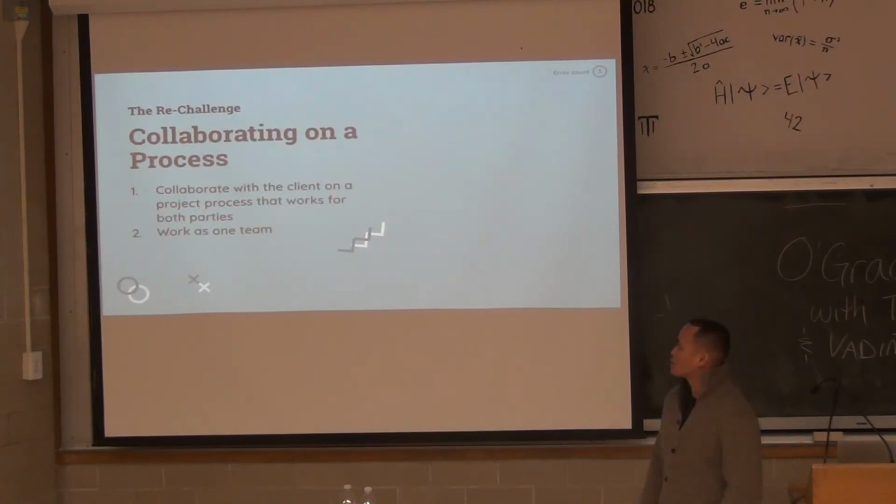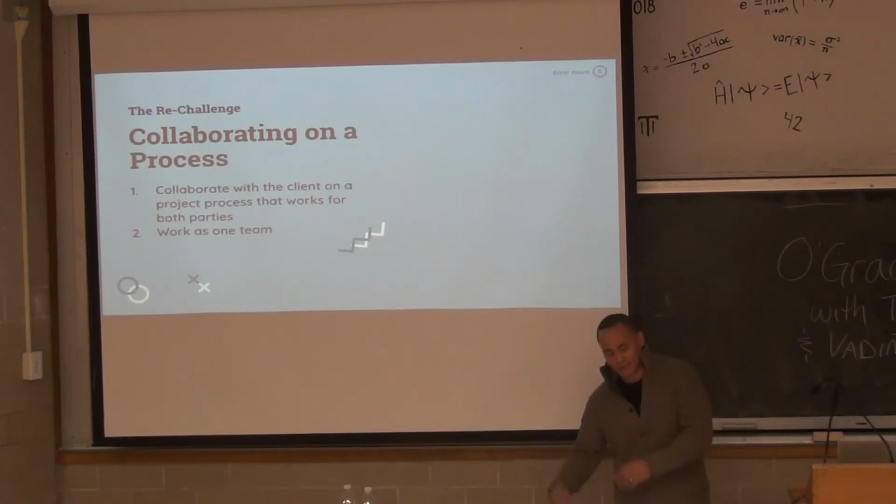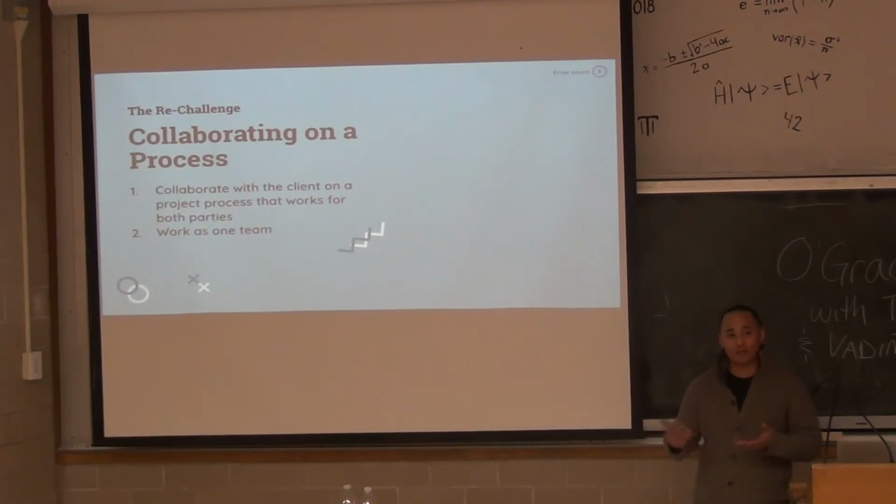And then collaborating on a process. As I said, collaborating on a process that works for both teams, so Agile and waterfall, and working as one team. When you get into headbutting with a client, it sometimes feels like, oh, we're on this side, oh, we're on this side. No, you've got to work as one team, or else the project's going to fail.